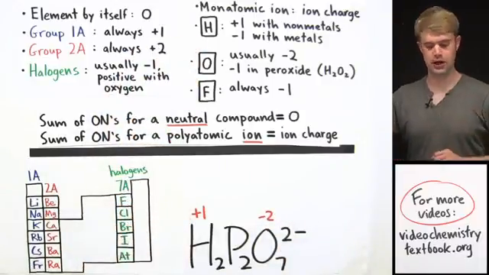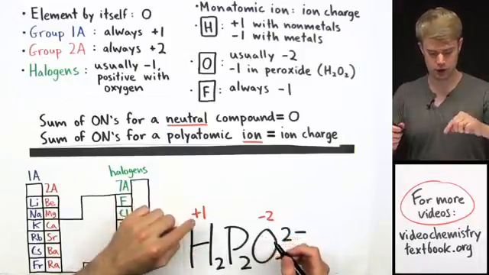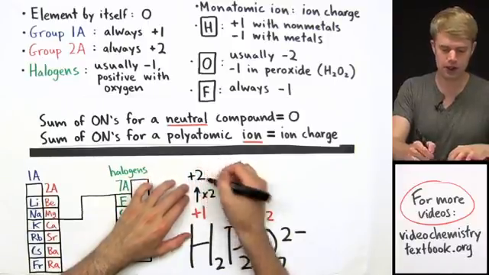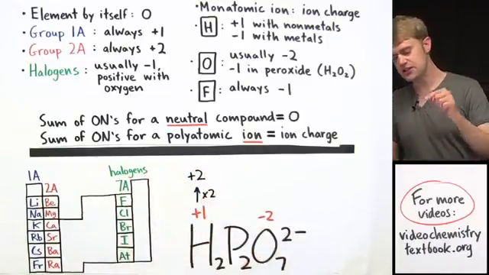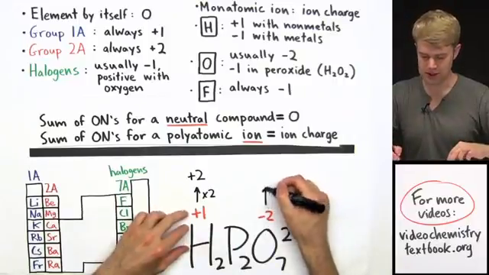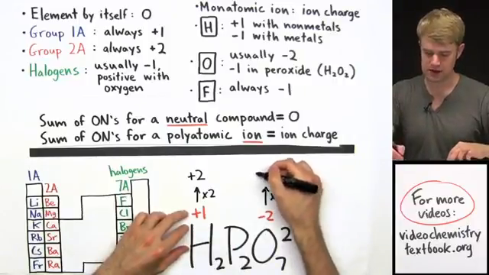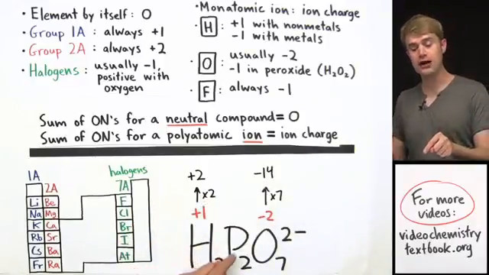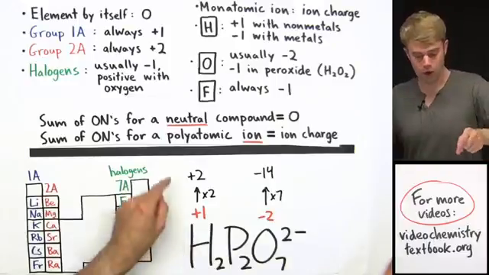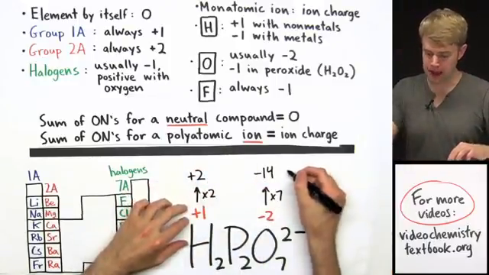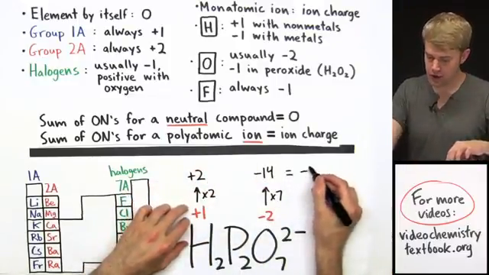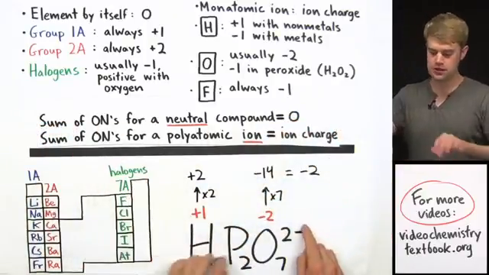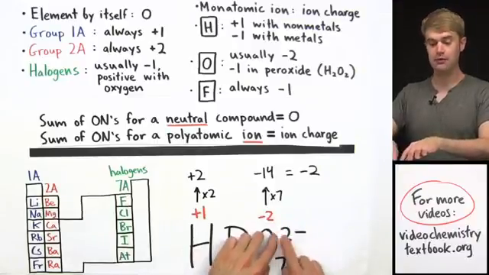Now let's do some multiplication. We have 2 hydrogens, so we're going to do +1 times 2 to give us a total of +2 from the hydrogen. We have 7 oxygens, so we're going to do -2 times 7 to get -14 for the oxygen. Now, to figure out the oxidation number of phosphorus, we will add all of these together, and we should get -2, because that is the ion charge for this polyatomic ion. I'm getting that number from right here.